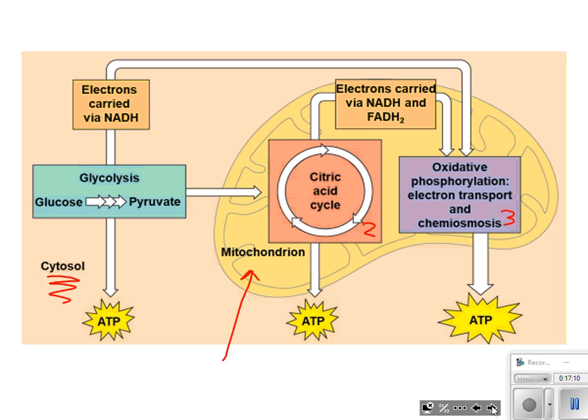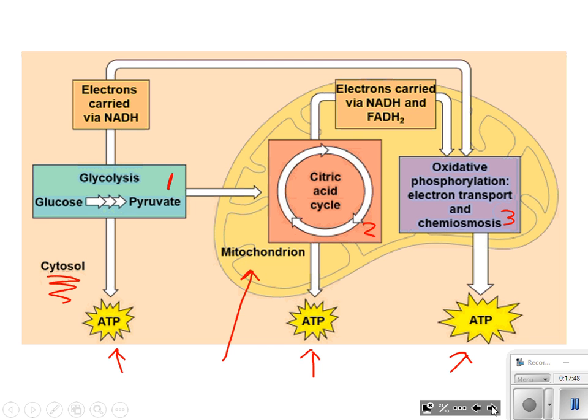Now, if you look, folks, during all 3 stages, we have the creation of what? ATP. Okay? ATP is created during all 3 stages. Now, what you're going to see later on is, do you think all 3 stages create the same amount? They're not. We're going to see that later on.